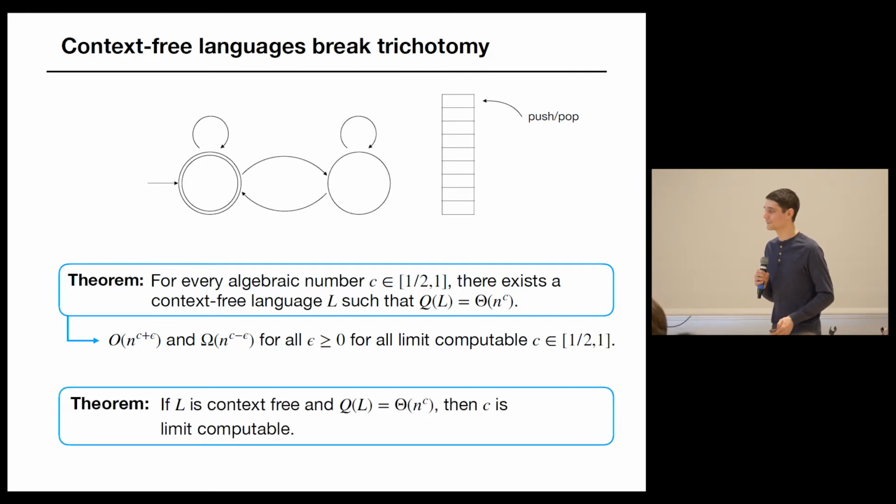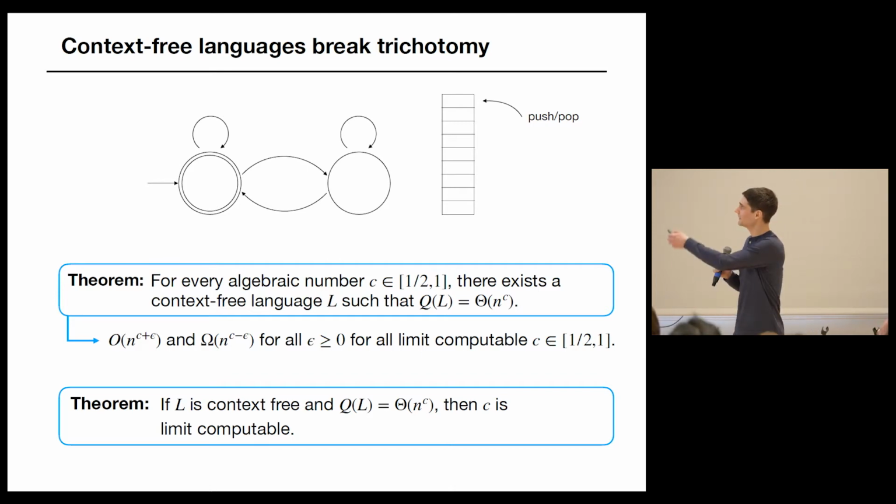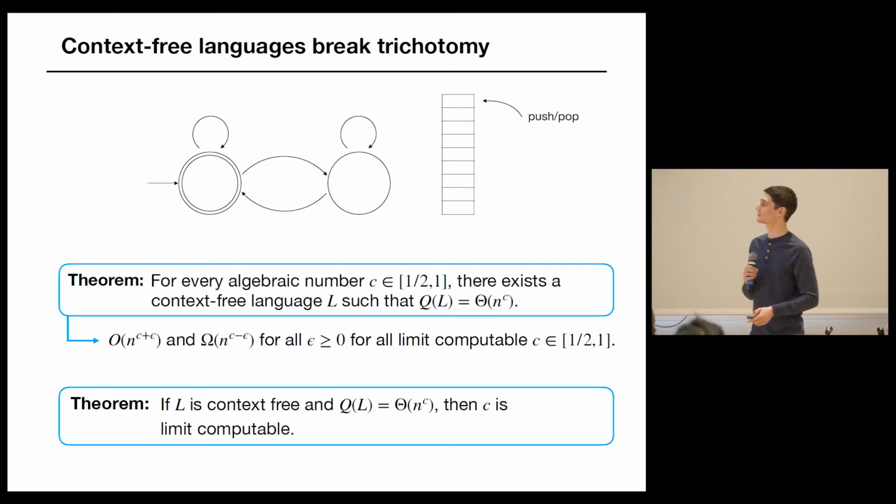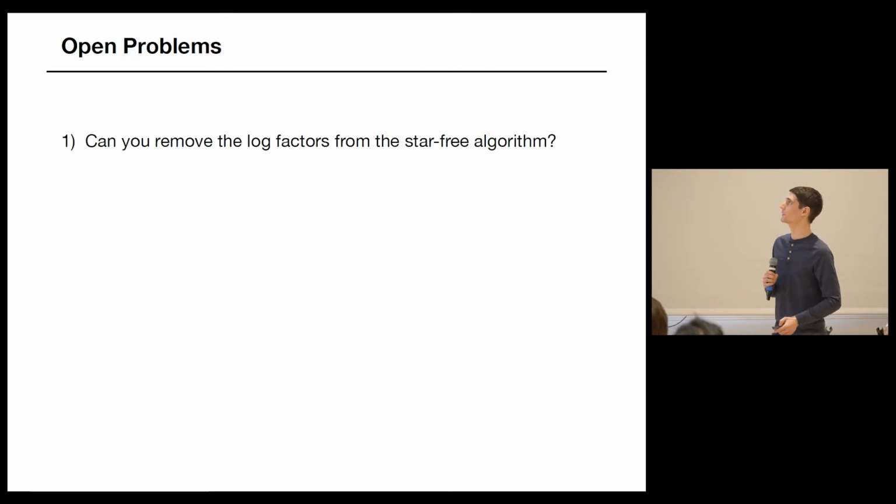And in fact, we even have a converse. So if L is context-free, and the quantum query complexity of L is n to the c, then c must be limit computable. So that's all I'm going to say about the context-free languages, but it clearly breaks the trichotomy. So what are the open questions here?